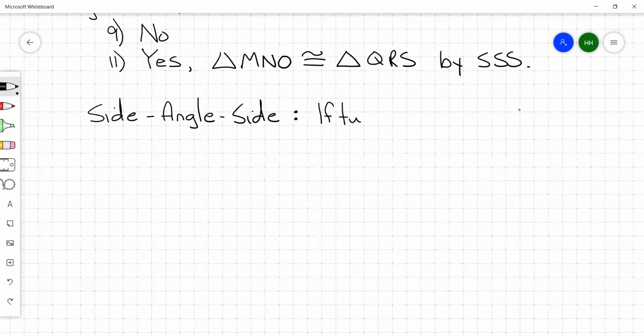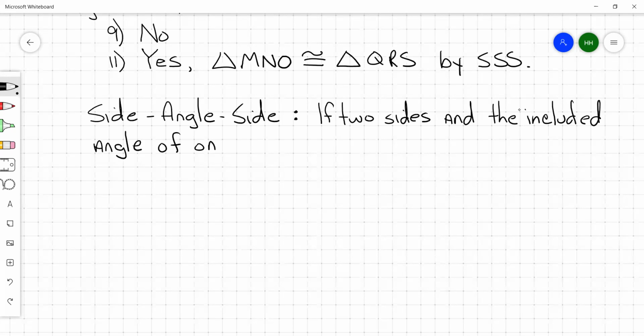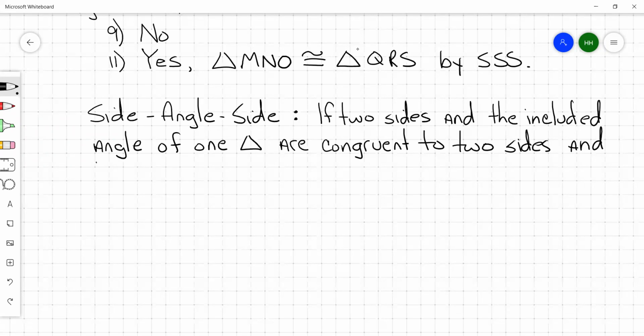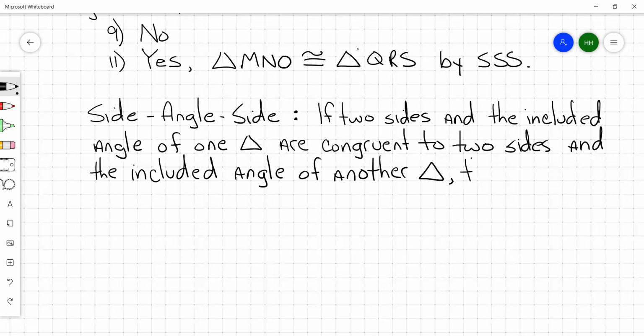If two sides and the included angle of one triangle are congruent to two sides and the included angle of another triangle, then the triangles are congruent.